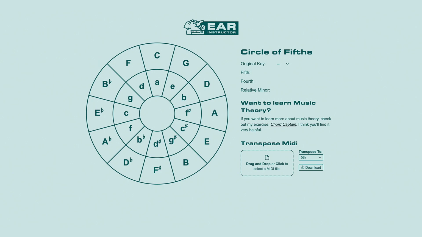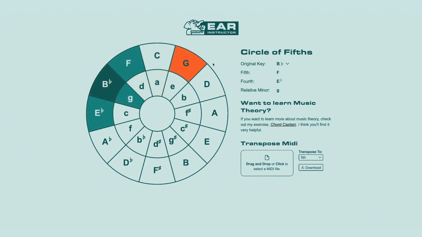This means that if we find our key on the circle, the two adjacent keys in the same ring have a relationship of either a fourth or a fifth to this key. You don't have to memorize any of this. If you click on one of the keys, it will show you these relationships over here, fifth and fourth. But anyway, this relationship is another reason that changing to these keys sounds good.